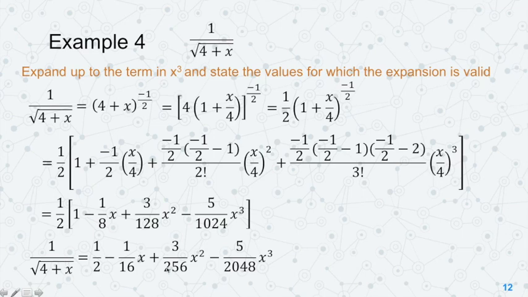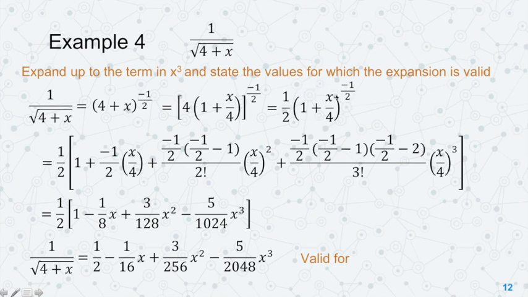This is now the expansion of 1 over square root of 4 plus x only up to the x cubed term. We know that this is going to be an infinite series, but we only stop at the x cubed term. Now, valid for what?